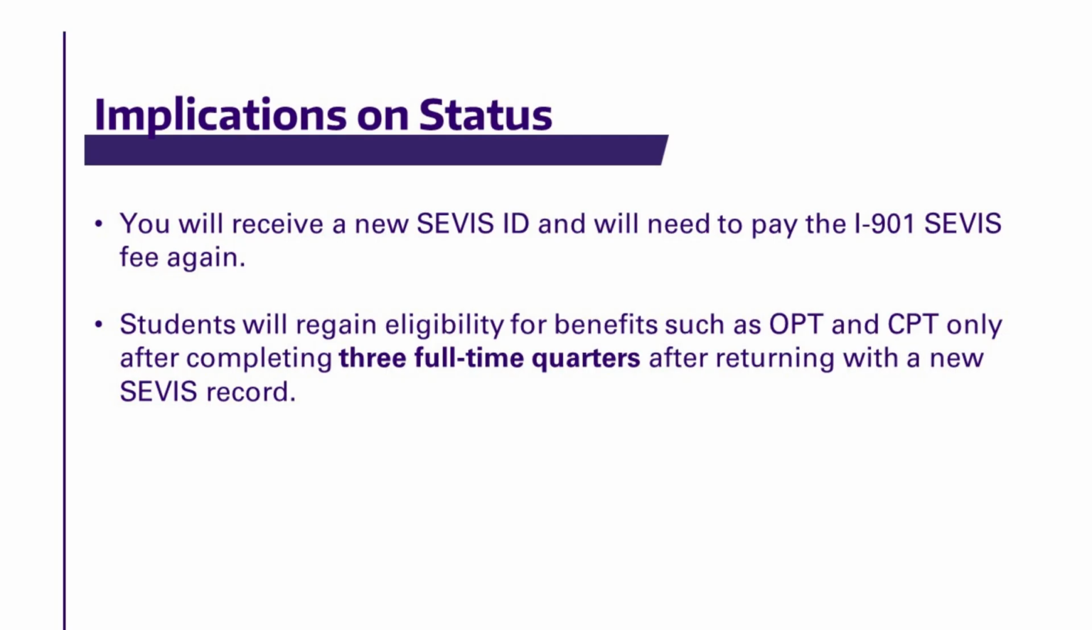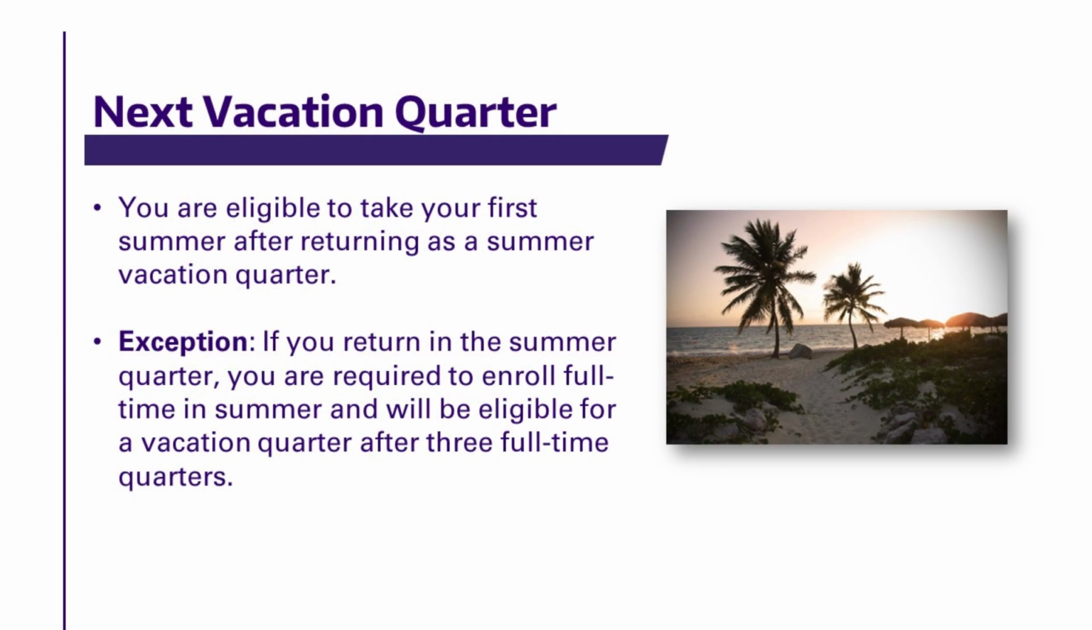In this section, we will discuss the implications of a new initial I-20 on your F1 status. You will receive a new SEVIS ID and will need to pay the I-901 SEVIS fee again. You will regain eligibility for benefits such as OPT and CPT only after completing 3 full-time quarters once returning with the new SEVIS record. You are eligible to take your first summer after returning as a summer vacation quarter.